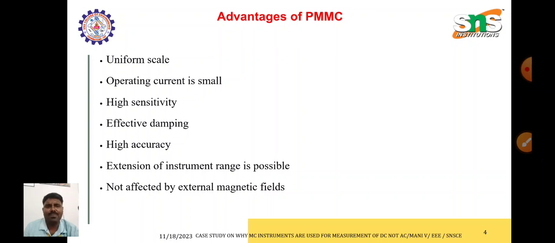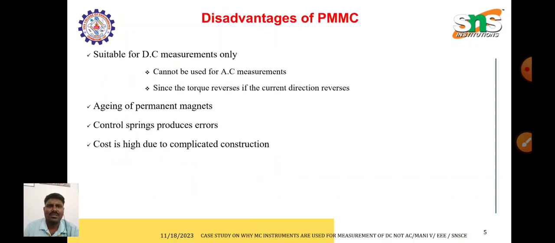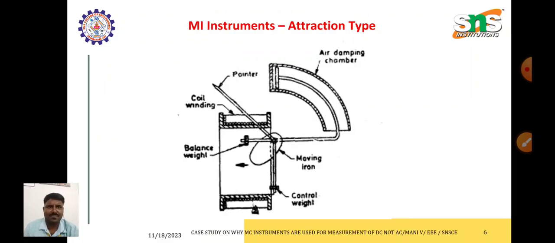Effective damping is provided, and the accuracy is also good. If you want to extend the range from 150 to 300 or 300 to 600, that is possible in the MC instrument, and it is not affected by external magnetic fields. And these are the disadvantages. The main disadvantage is that it is not used for AC measurement.